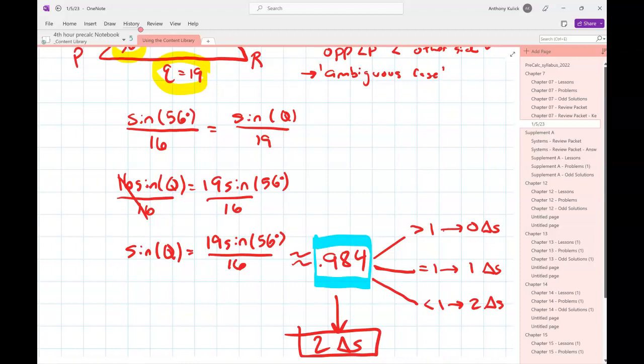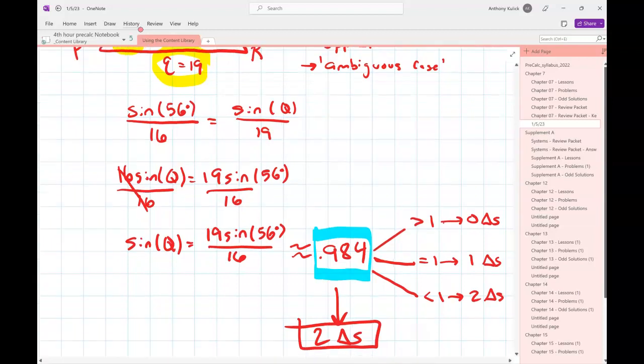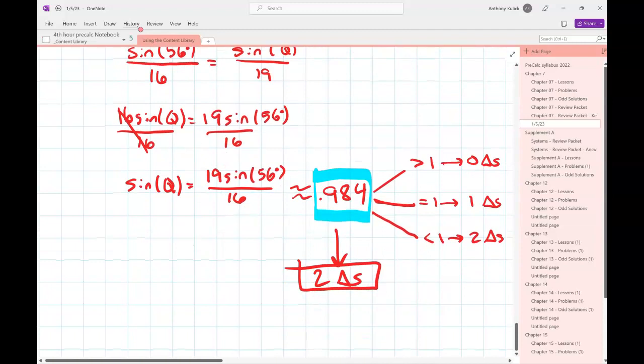That's it. If the given angle is acute, you have to check to see if the side opposite the acute angle is the shorter side. If it is the shorter side, then you have to do this calculation here. If it's not, it's just 1 triangle. Does everybody feel okay with this? Let's solve this the rest of the way to see how I'm going to get 2 triangles out of this. Everybody's okay with that?